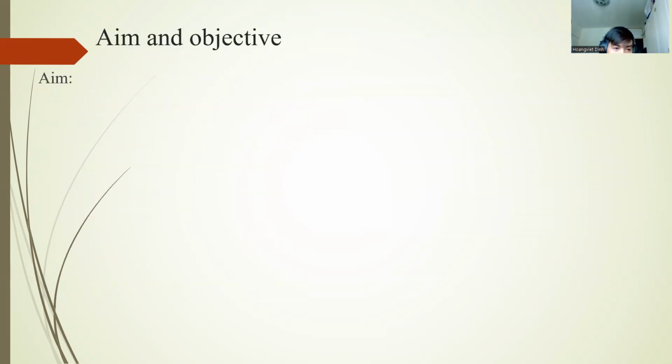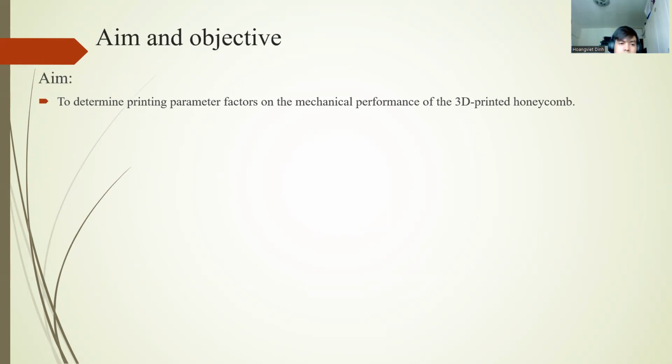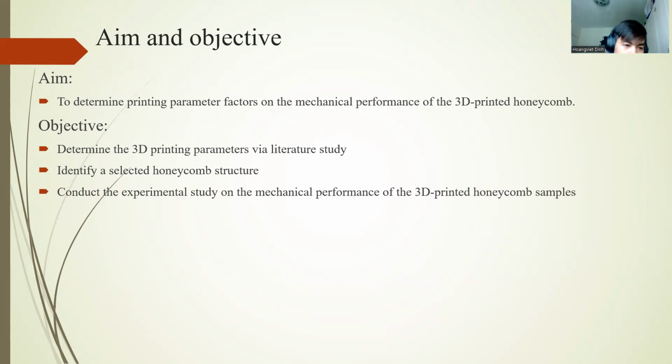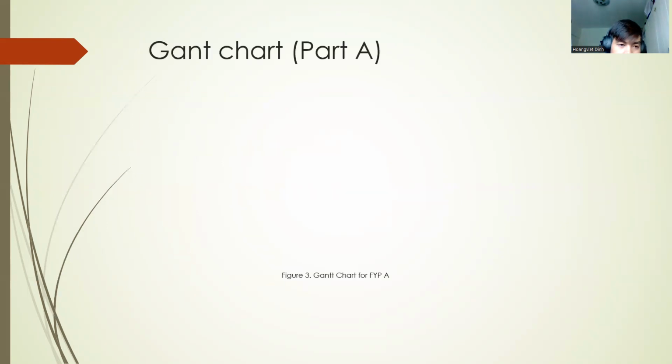For the aim, the aim is to determine the printing parameter factor on the mechanical performance of the 3D printed honeycomb. For the objectives, first, I will determine the 3D printing parameters via literature study. The second is to identify the selected honeycomb structure. The third is to conduct an experimental study on the mechanical performance of the 3D printed honeycomb samples.